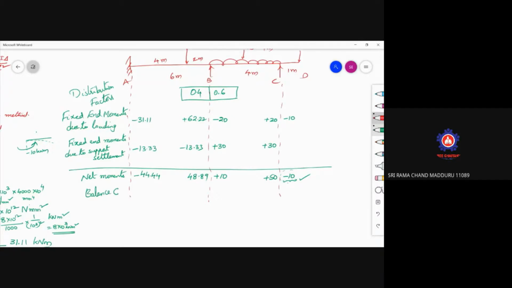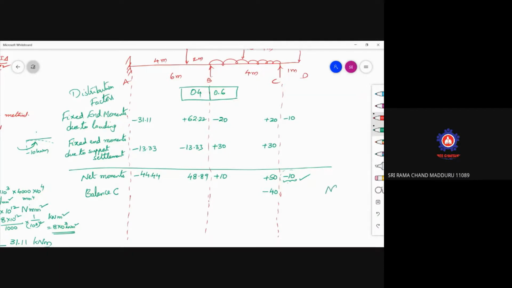So while you are balancing C, what are the steps you need to follow? So to balance C, this value will apply a moment of minus 40. So when you are applying a moment of minus 40, what would be this value? Plus 50 minus 40, then that will be plus 10. So plus 10 and minus 10, the joint condition is satisfied.